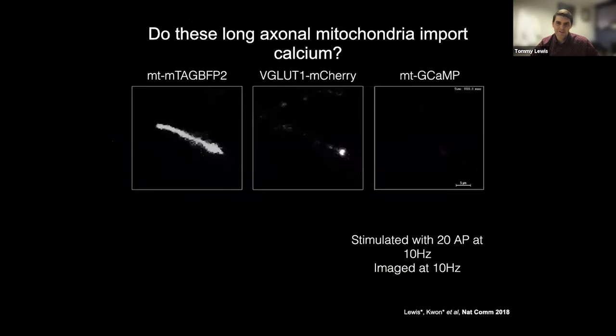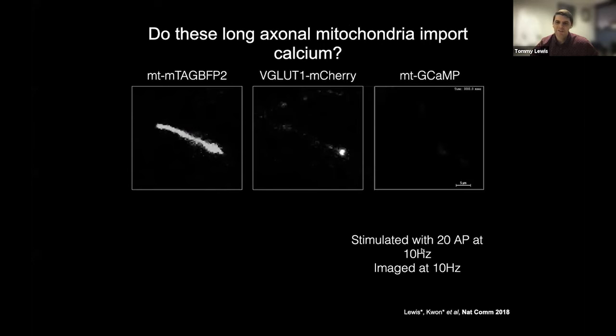So we set out to test this using a number of fluorescent probes that are sensitive to calcium. And so we have triple labeling. We have the labeling for the mitochondria, and you can see this nice highly elongated mitochondria. Then we have labeling for the presynaptic site, so we know where the presynaptic connection is being made. And then we have GCaMP, which is a calcium-sensitive fluorescent probe that's targeted to the mitochondrial matrix.